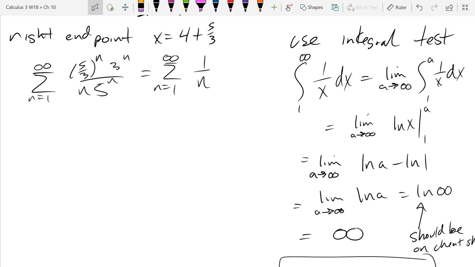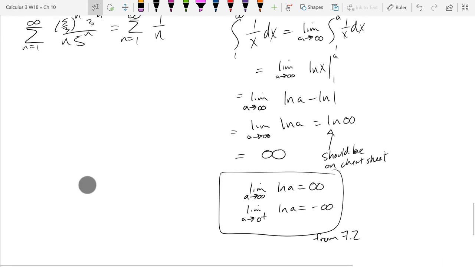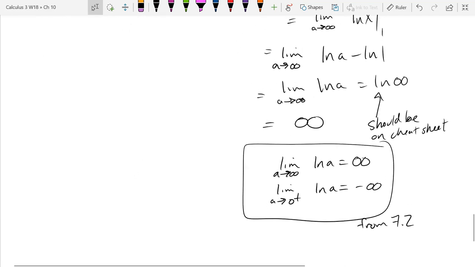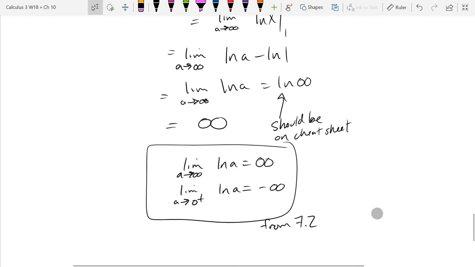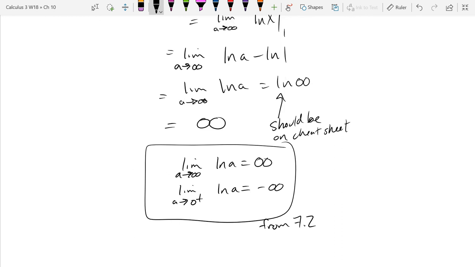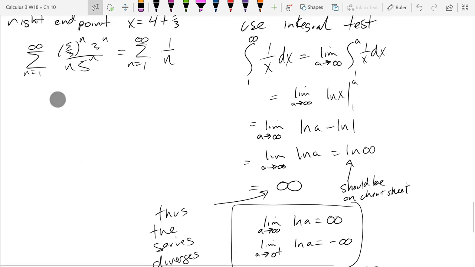All right, there is a way faster way to tell me that this diverges. Oh, we didn't even say that this diverges yet. All we did was integral test and got infinity. The integral test says if the integral diverges, the series diverges. So we got infinity. Thus the series diverges. All right, so that means this endpoint is out.